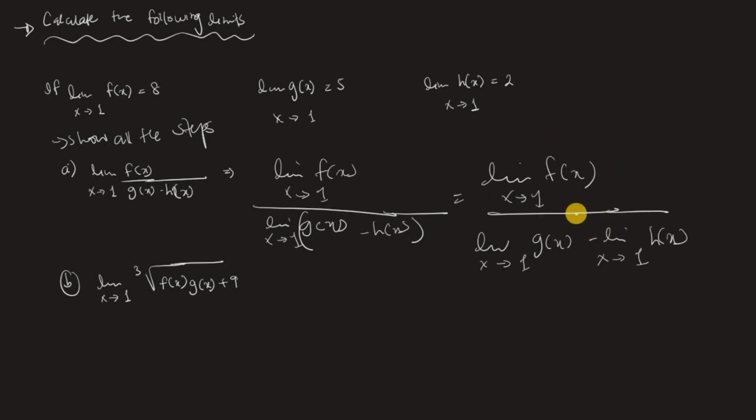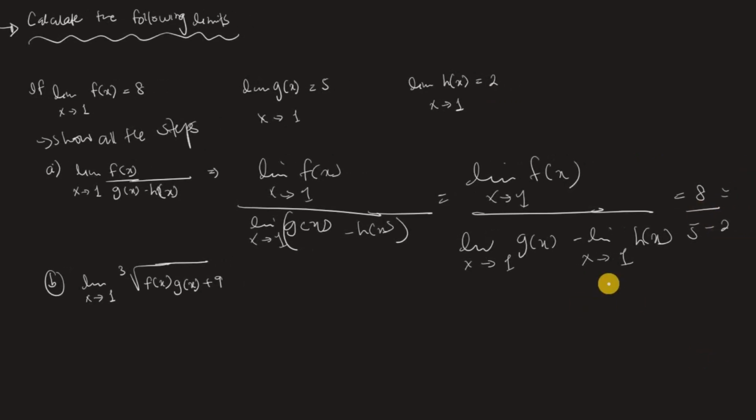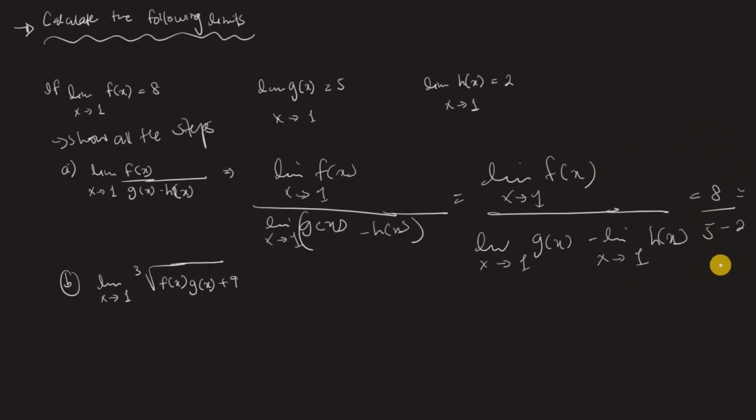And now we can finally go ahead and plug in the values. So we have f of x as x approaches 1 is equal to 8, and next we have 5, and then we have 2. So then our final answer over here is going to be 8 over 3. So I'll write it over here: 8 over 3.